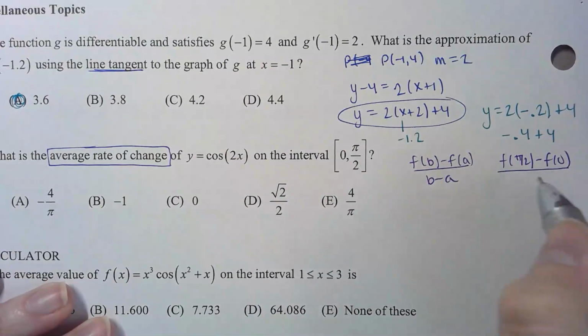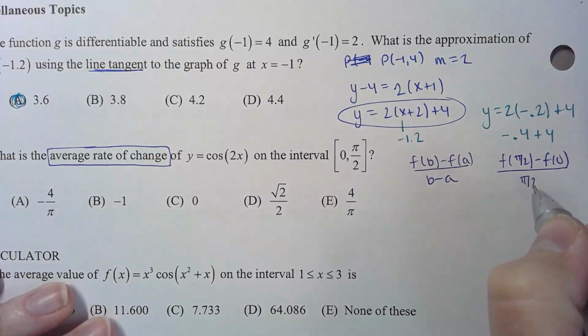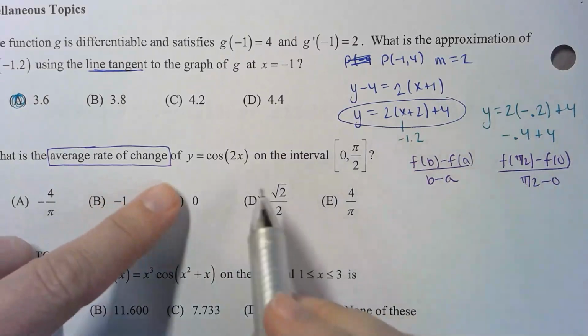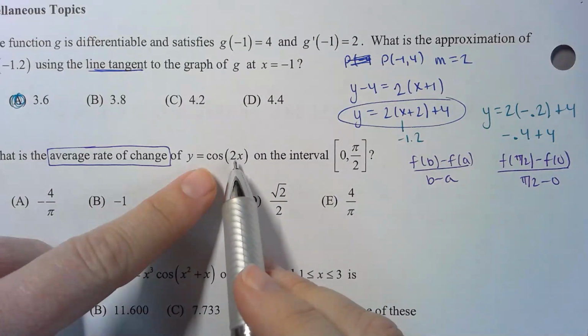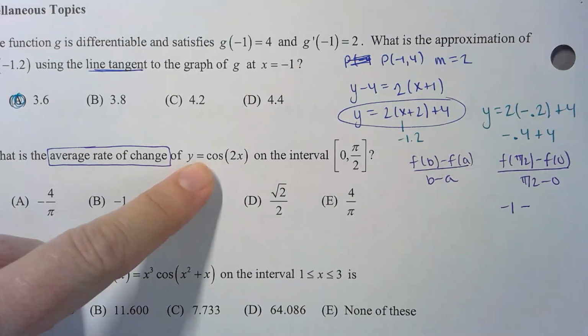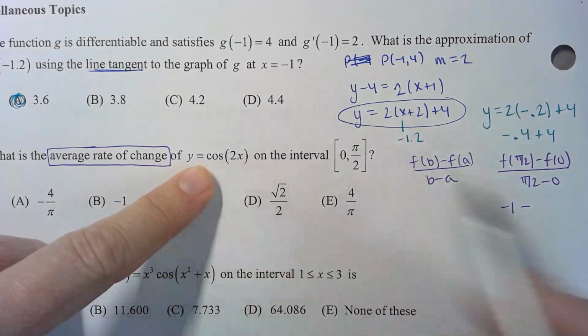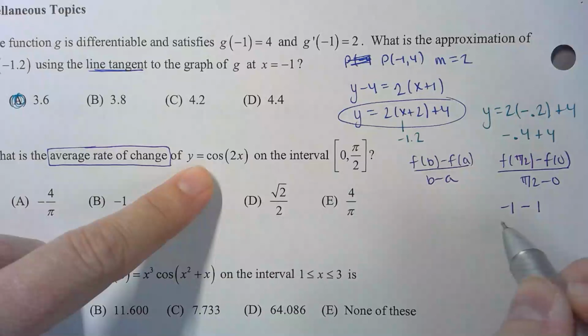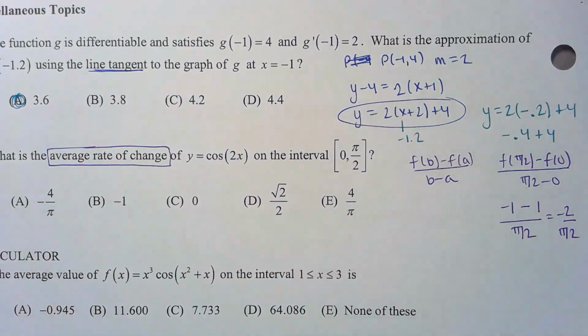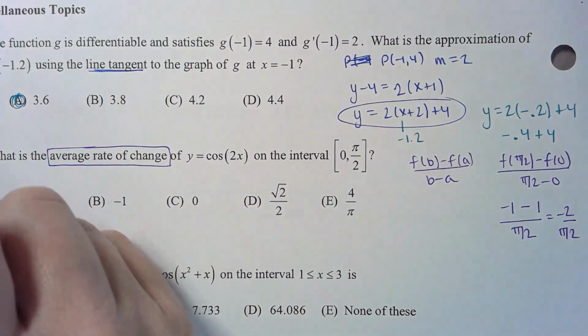All over pi over 2 minus 0. So let's say if I go plug a pi over 2 in here, I get the cosine of pi, which is negative 1. When I plug in the 0, the cosine of 0 is positive 1. And so I get negative 2 over pi over 2, which is negative 4 over pi.